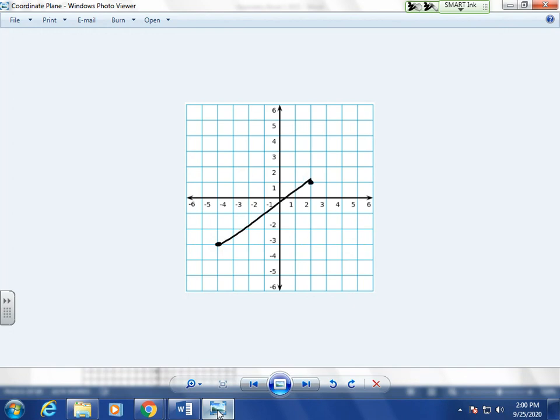Okay. Ooh, I'm so bad at drawing lines. I think I was gone that day in kindergarten when we did connect the dots.